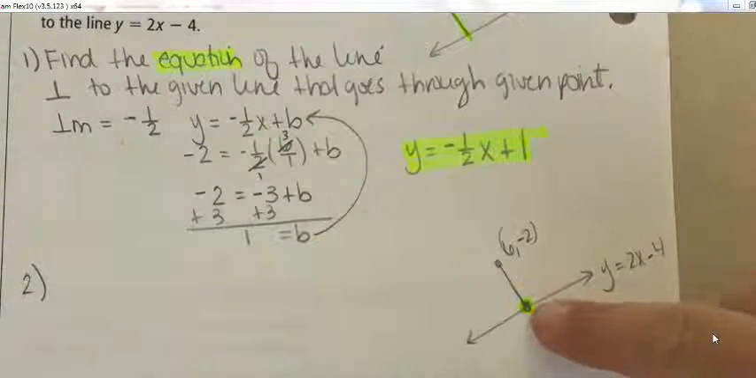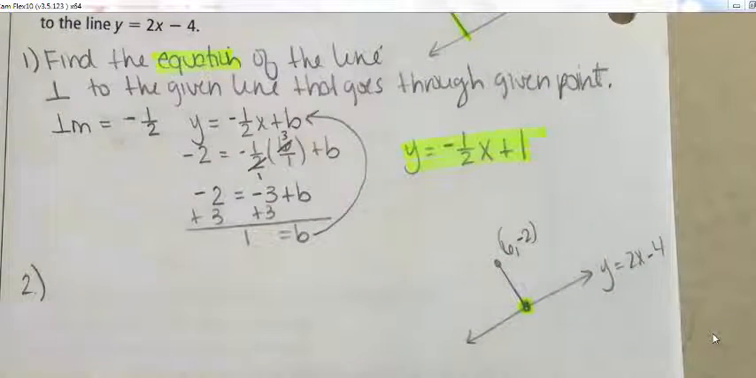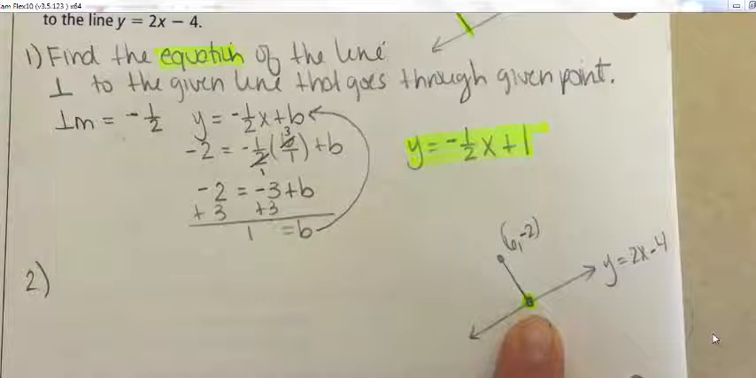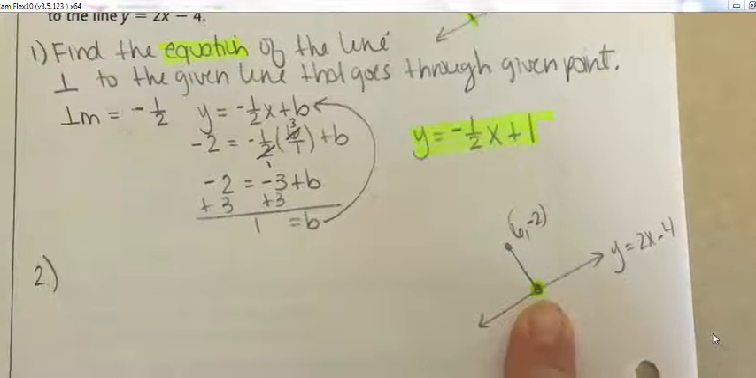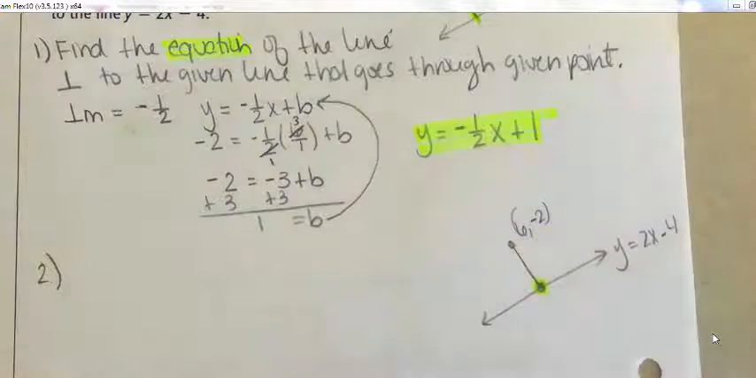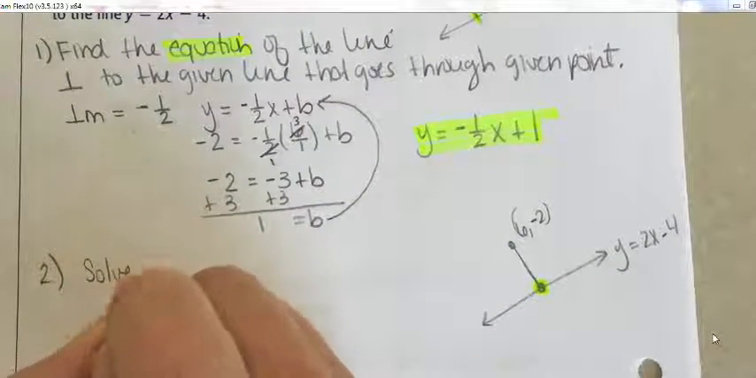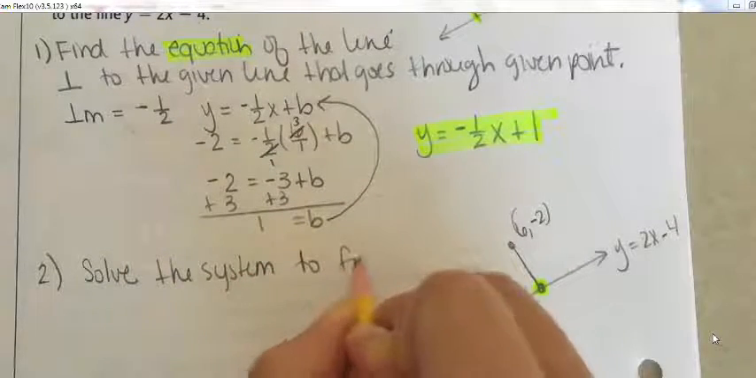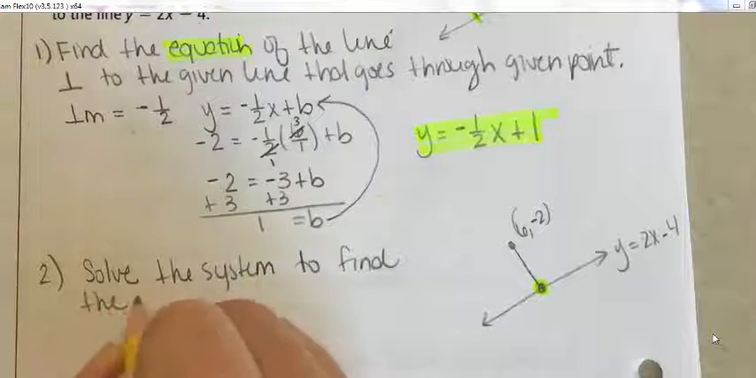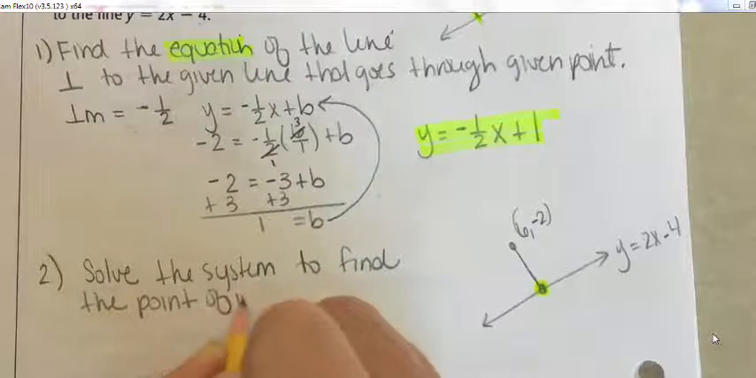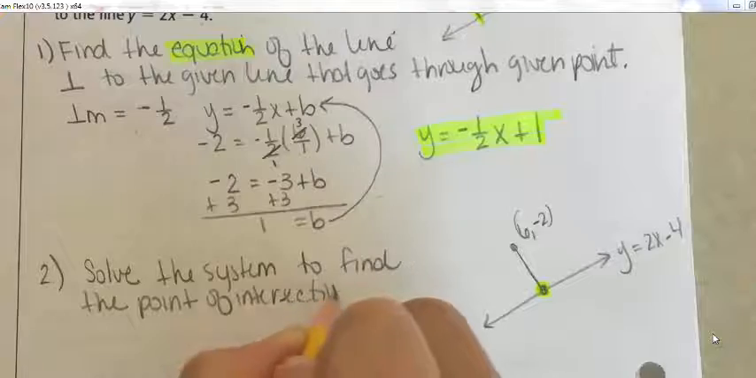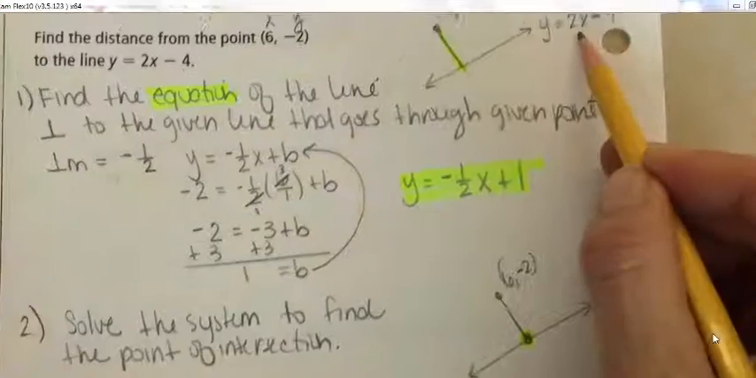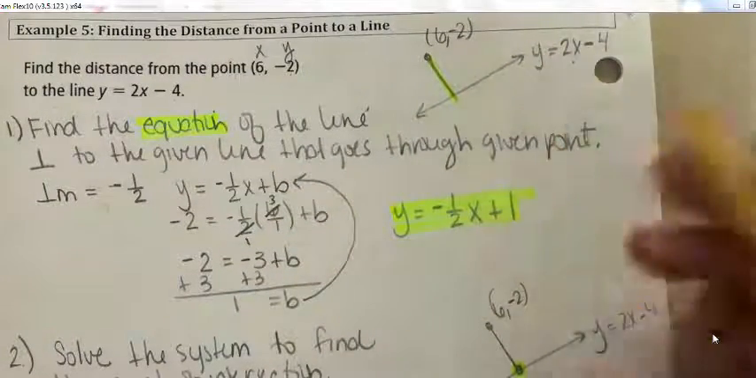Because if I can figure out this point, then I can find the distance between these two, and voila, I'm done. Well, how do we find the point of intersection of two lines? Well, that's why we solve systems of equations. So now what we're going to do is solve the system to find the point of intersection. So my system is, well, this is one of my equations, and that's the other equation. These are my two equations that I have, and that's the system.